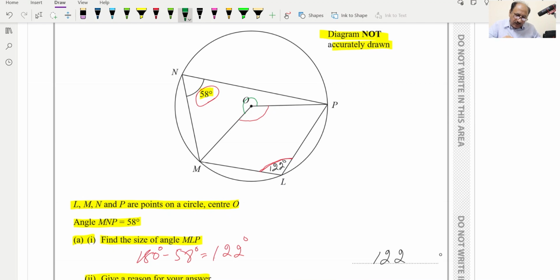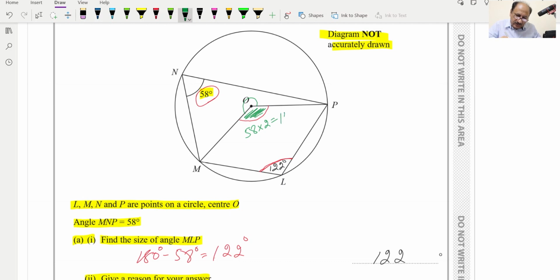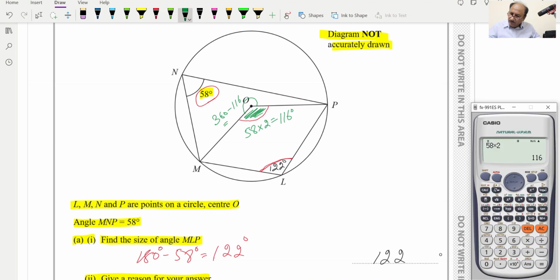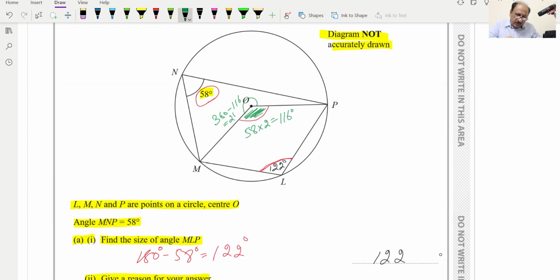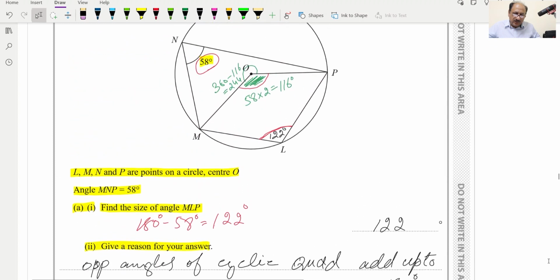So first we will find this angle, which is 58 multiplied by 2, double of that. 58 doubled is 116, so this will be 116 degrees, and the reflex angle of 116 will be 360 minus 116, which is equal to 244.